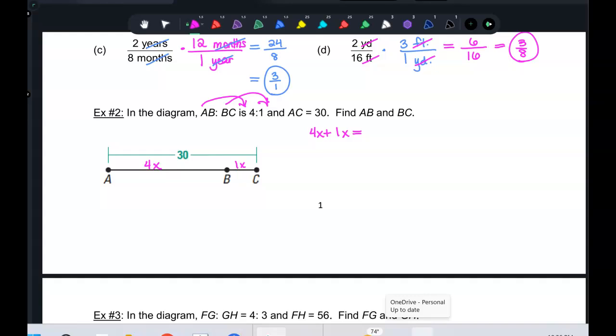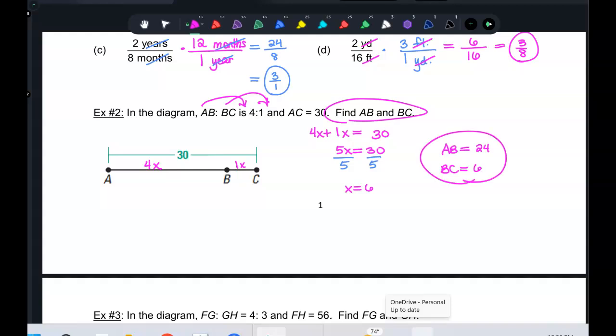Okay, what does this all equal? 30. So I have 5x equals 30. I can divide both sides by 5, and we get x equals 6. Okay, so I want to find AB, and I want to find BC. So 24 is AB. Yeah, so just plug it back in. So 4 times 6 is 24. BC is just 6.